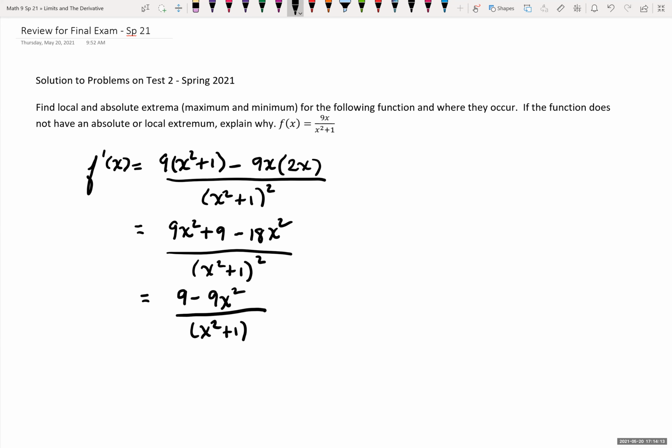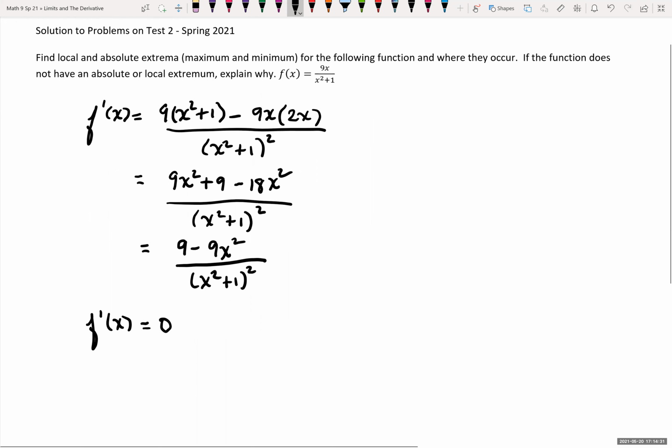Now I notice that I can factor out a 9 in the numerator, but I can also do that when I'm looking for when the derivative is equal to 0. We're looking at a rational function, so all we're really worried about is when the numerator is equal to 0. Think of it as multiplying both sides by the denominator: the denominator clears on one side, and times 0 on the other side is 0. So we're really looking at when 9 minus 9x squared equals 0.